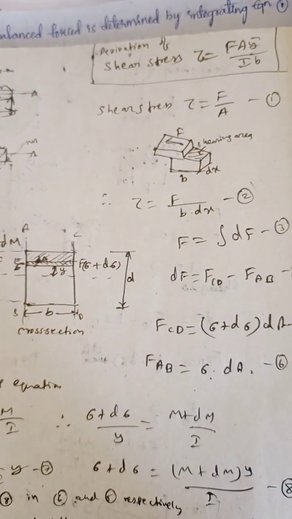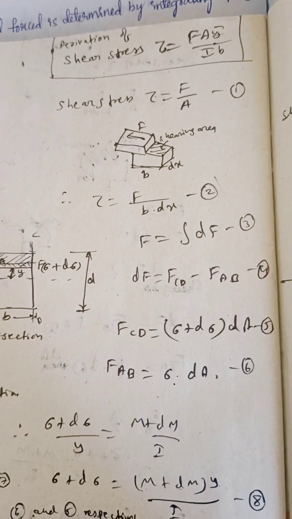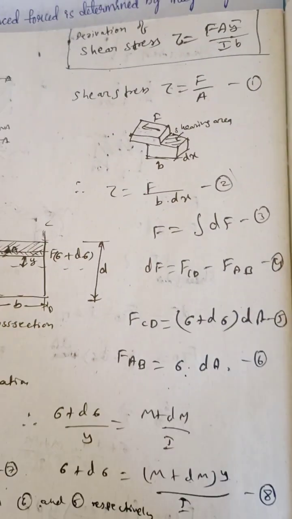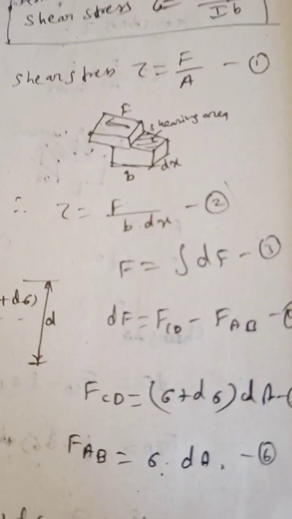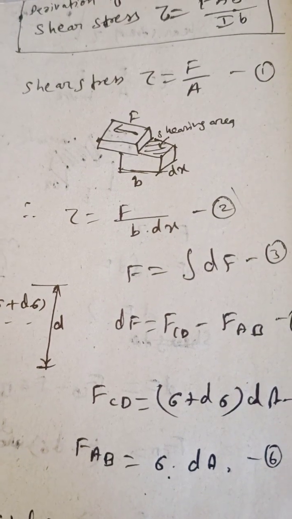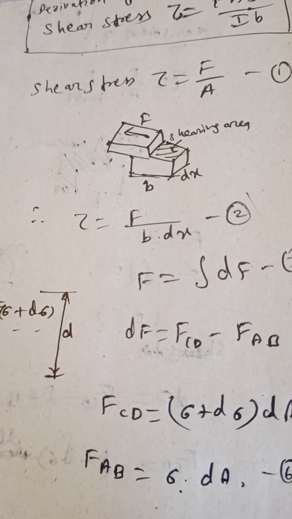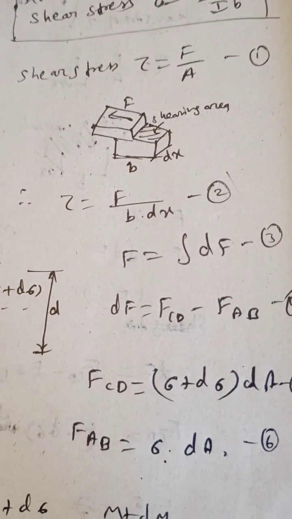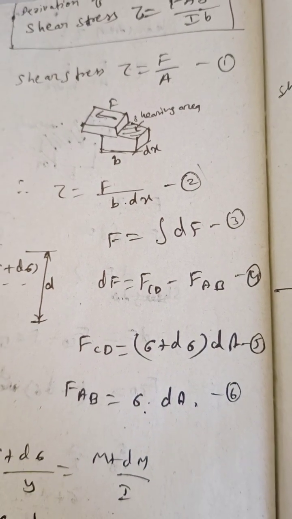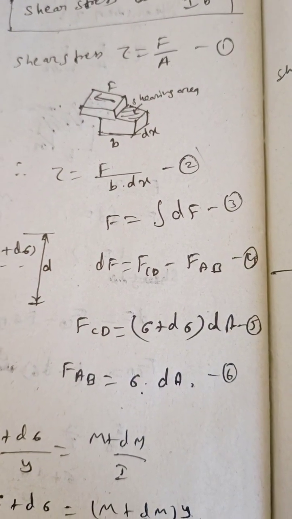Now let us start the derivation. What is the formula for shear stress? Tau equal to F by A. Let it be equation 1. Area means shearing area, and shearing area means B into dx. So A equal to B into dx. Therefore, tau equal to F divided by B into dx. Let it be equation 2.